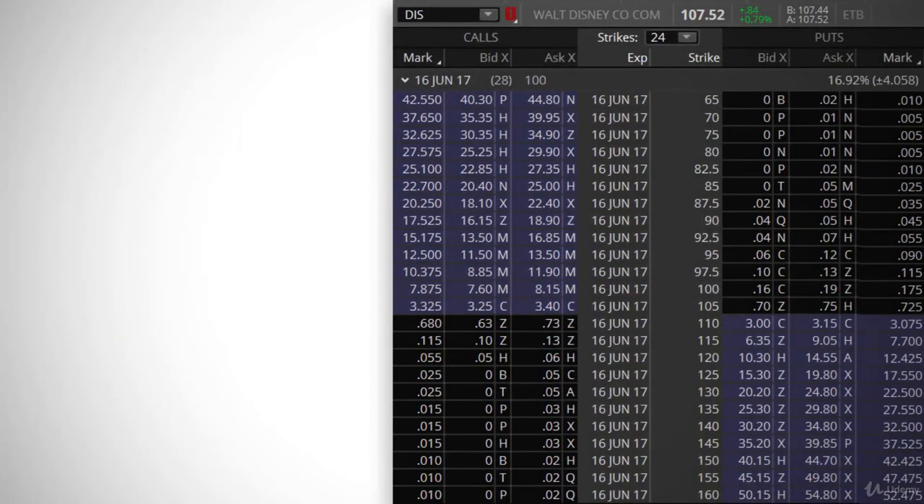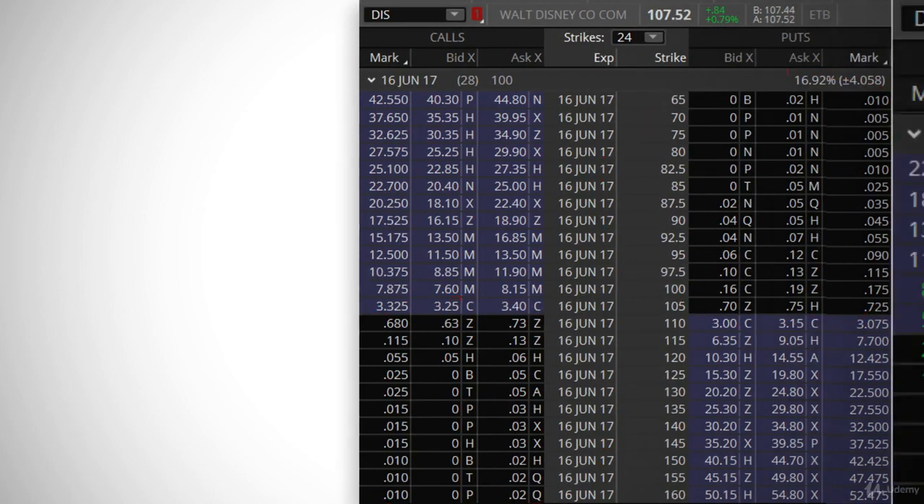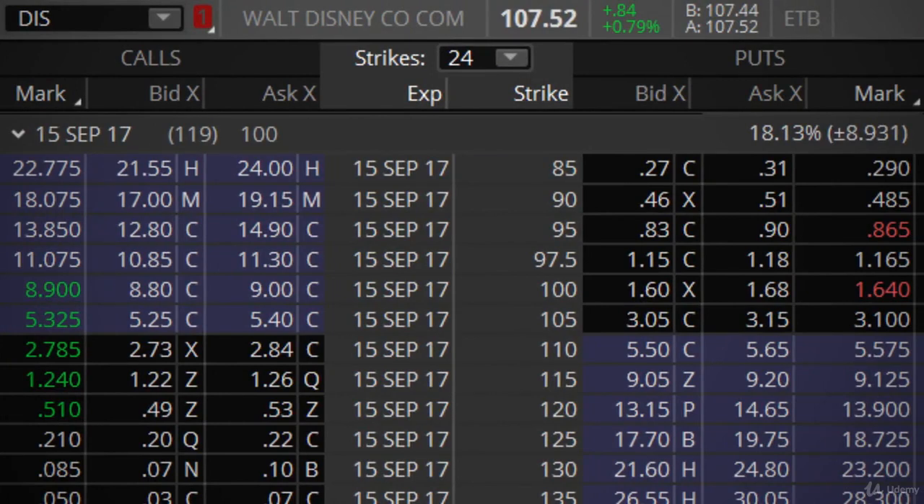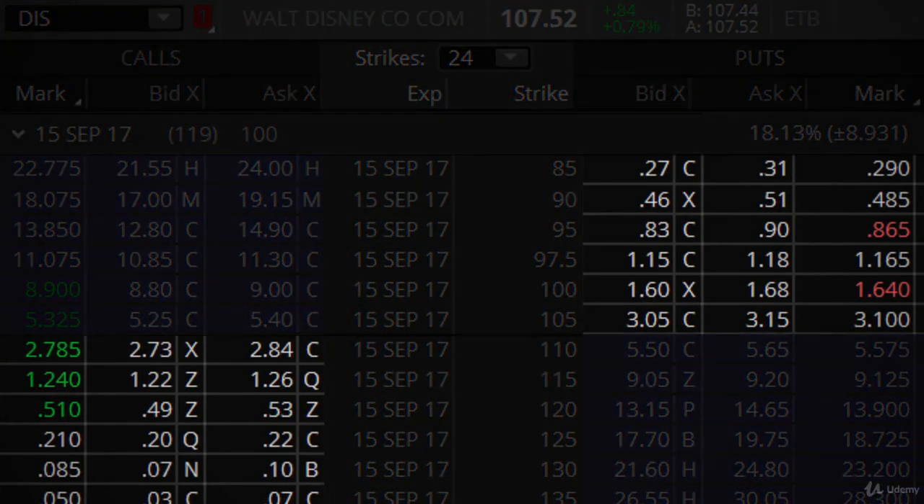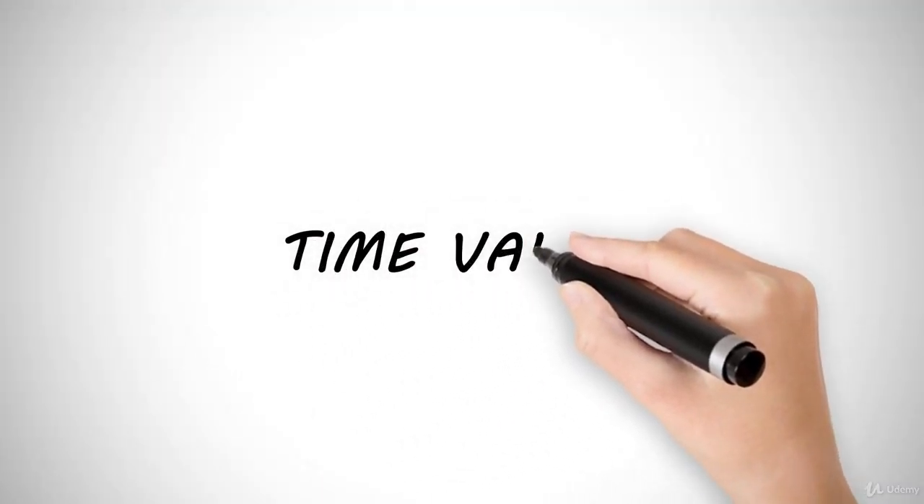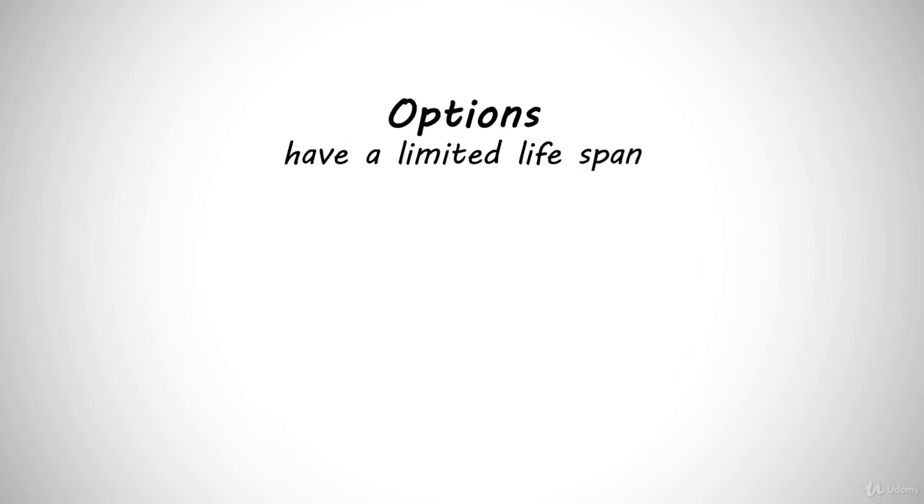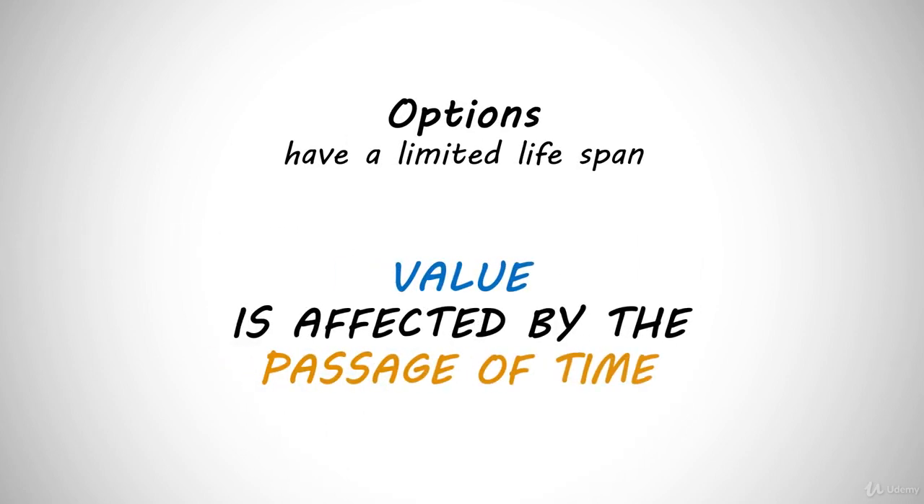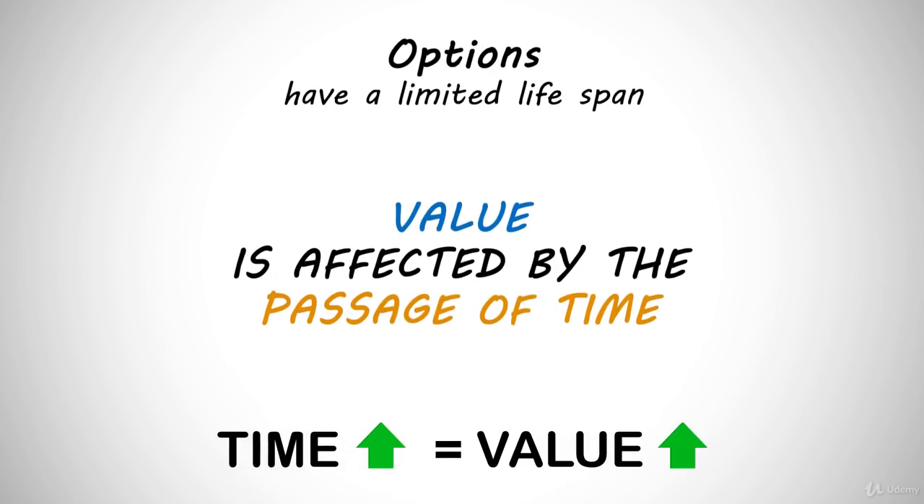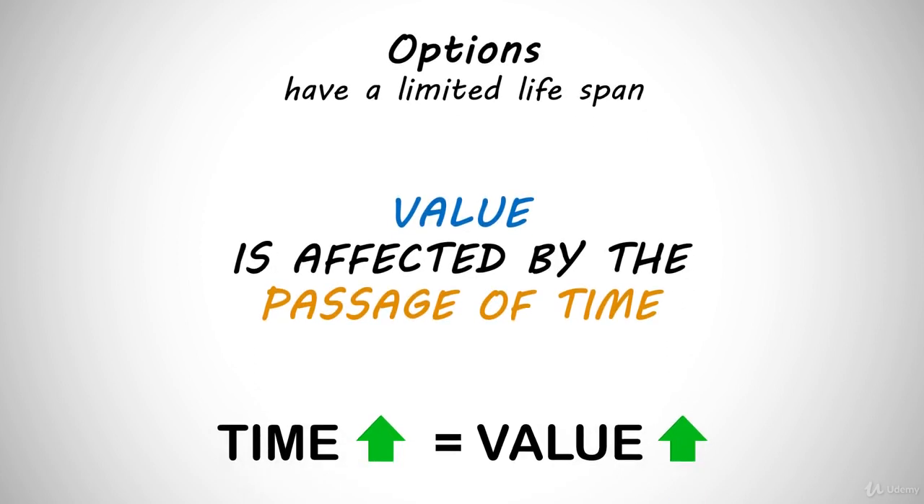Looking back at our June expiration, which is next month, we see out-of-the-money options have some value, and if we look even further out in time to September, which is 4 months away, we see those same strike prices have even more value. So what's happening here, and why do these out-of-the-money options have value? These options have value because they have our third point in option pricing, more time to expiration, what we commonly refer to as time value. Options have a limited lifespan, thus their value is affected by the passage of time. The more time an option has, the more value that option has.